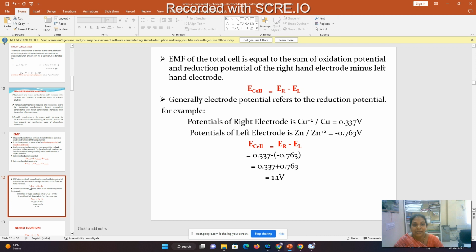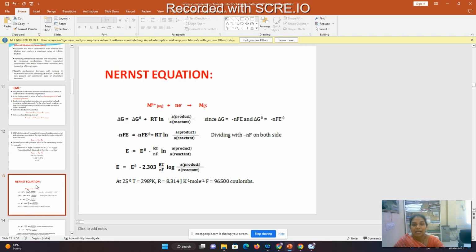EMF of the total cell is equal to the sum of oxidation potential and reduction potential of the right-hand electrode minus the left-hand electrode. So E cell is equal to ER minus EL. Generally, electrode potential refers to the reduction potential. For example, potential of the right electrode is Cu2+/Cu, whose value is 0.337 volts, and potential of the left electrode Zn/Zn2+ is minus 0.763 volts. If you substitute these values in the equation E cell is equal to ER minus EL, we get the value of 1.1 volts. And Nernst equation.